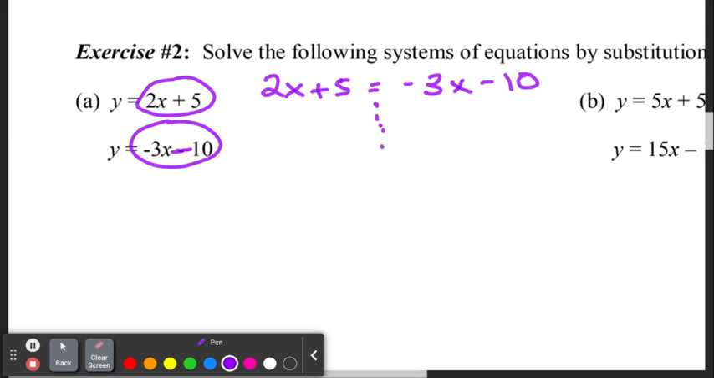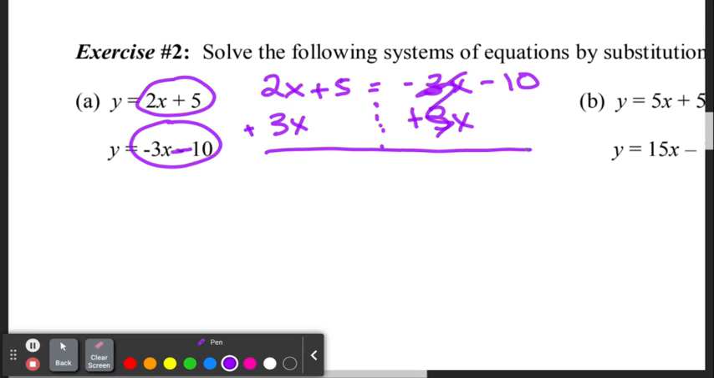So I'm going to bring my x's to the left-hand side of the equation and then the other stuff to the right-hand side. So first thing I'm going to do is add 3x because that's the opposite of minus, or negative, 3x. So that cancels out. Now write down what you've got. 2x and 3x is 5x. We're going to bring down our 5, plus 5 equals, now we have this minus 10. When you just have a minus 10, you say that's negative 10. So I have 5 times x plus 5 equals negative 10.